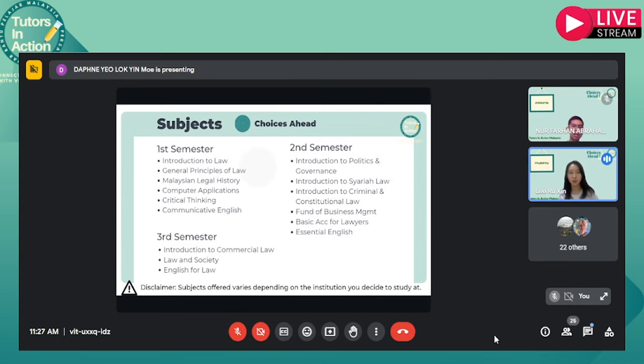So for the third semester, it is these three subjects. I'm not in my third semester yet, but I do know that I think English for lawyers is basically you learn some terms, some words that are for lawyers.